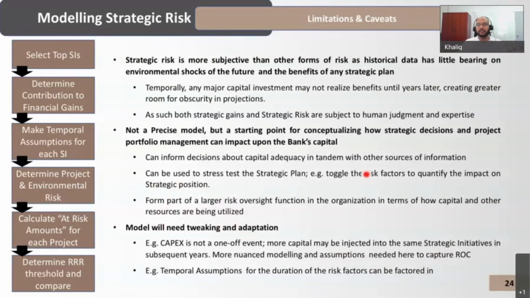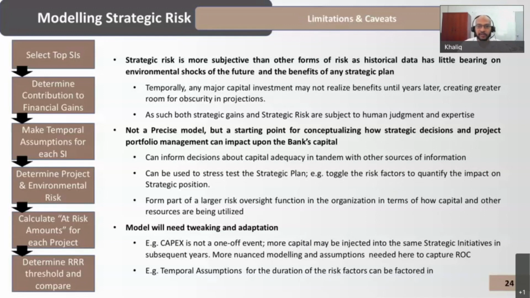So some limitations and caveats again. Strategic risk is more subjective than other forms of risk, as historical data has little bearing on environmental shocks of the future and the benefits of any strategic plan. If you could model environmental shocks, if you have some volatility type model that you could model these things, then great, you can refine the strategic risk model. It's not a precise model, but it's a starting point for conceptualizing how strategic decisions affect the bank's capital.